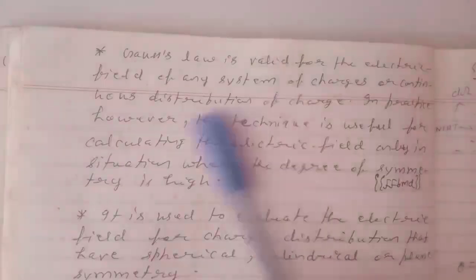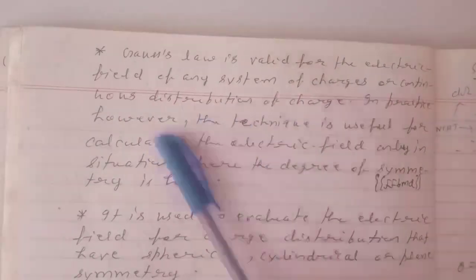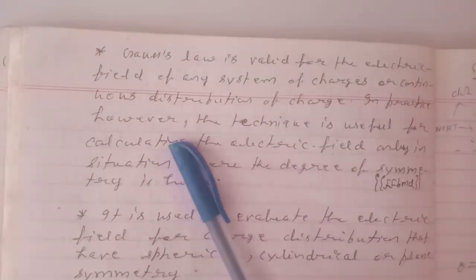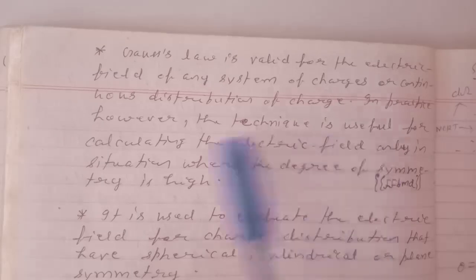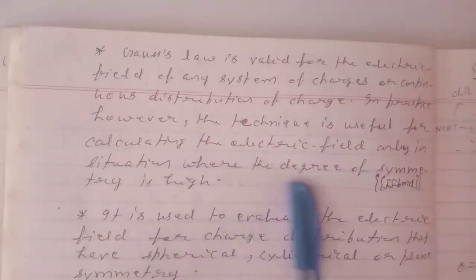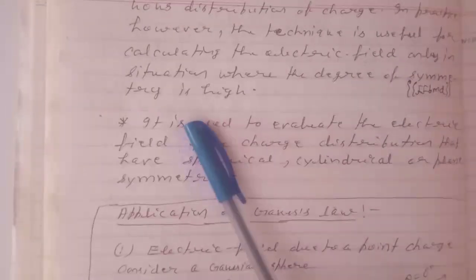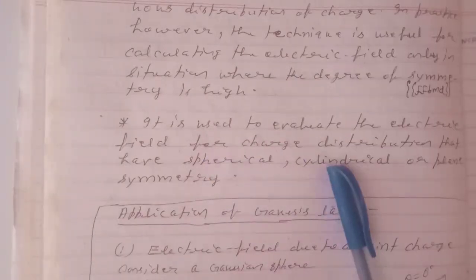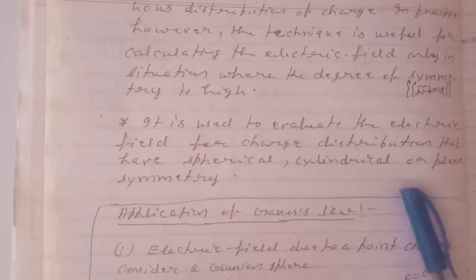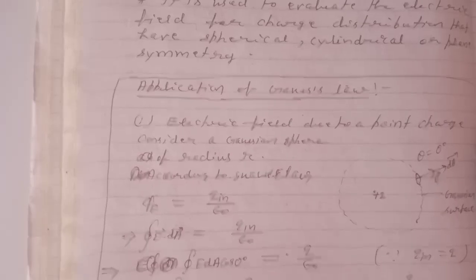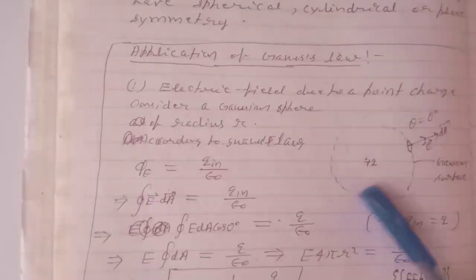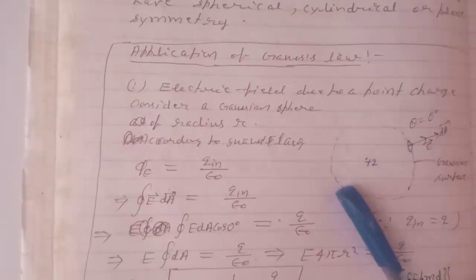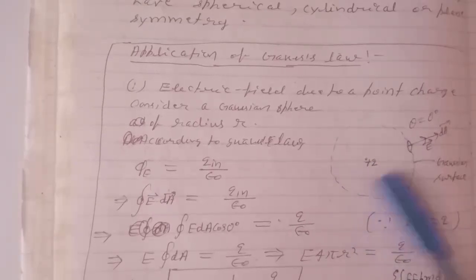Gauss's law is valid for the electric field of any system of charge or continuous distribution of charge. In practice, however, the technique is useful for calculating the electric field only in situations where the degree of symmetry is high. It is used to evaluate the electric field for charge distributions that have spherical, cylindrical or planar symmetry. Here we will see an example of application of Gauss's law. Here a charge is enclosed by a spherical surface, and we have to find the electric field due to this charge. Then we can use Gauss's law to find the electric field.